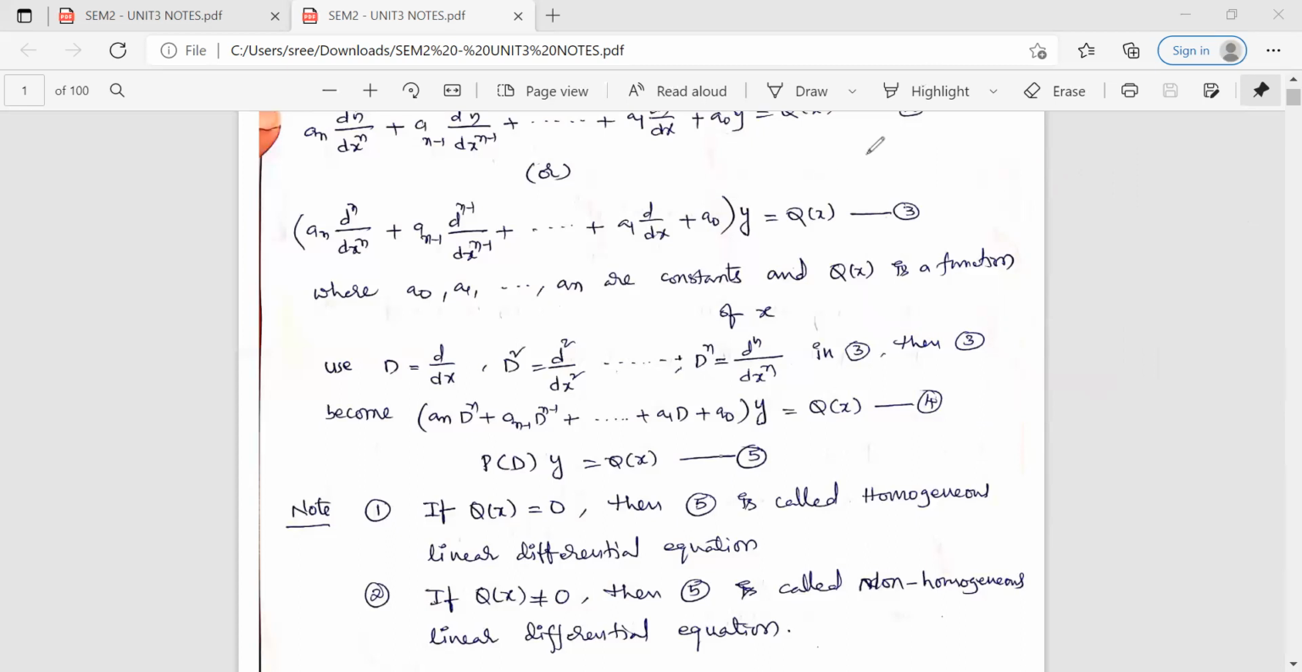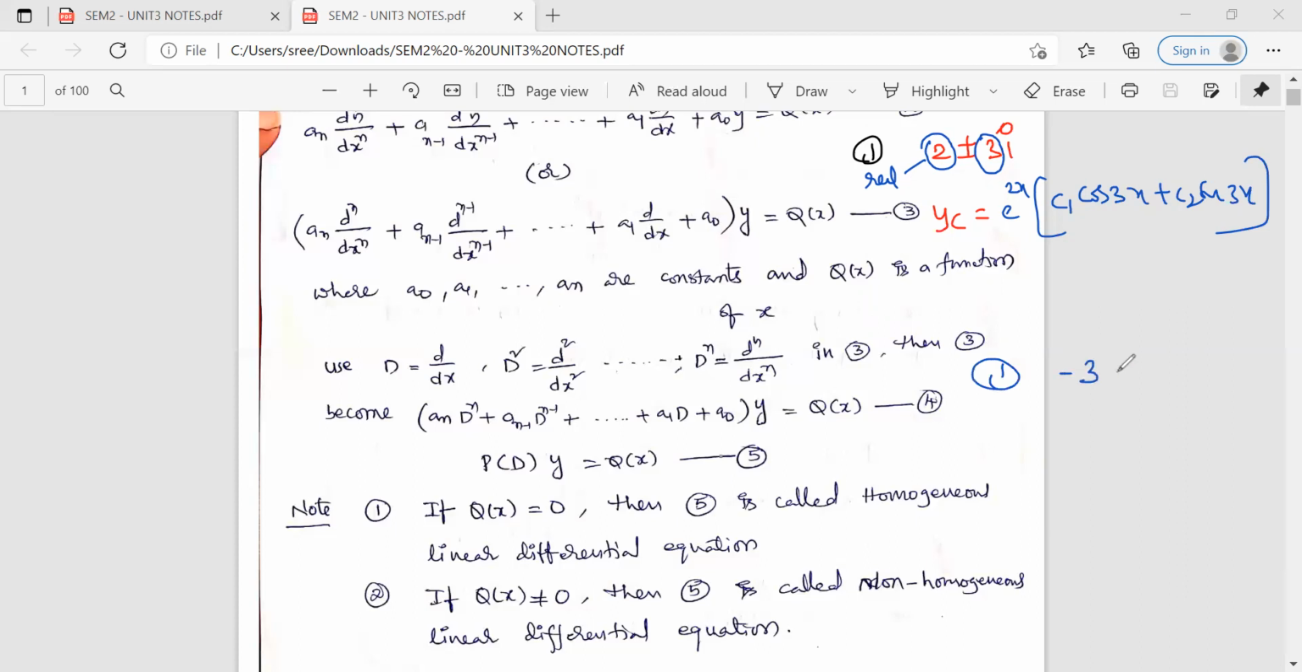Third one is if roots are complex numbers or imaginary numbers. Suppose the roots are 2 plus or minus 3i. Then we write 2, that means the real part, in e power 2x, and we write the imaginary part 3 in C1 cos 3x plus C2 sin 3x. We write the imaginary part in sin and cos, and the real part in e power form.